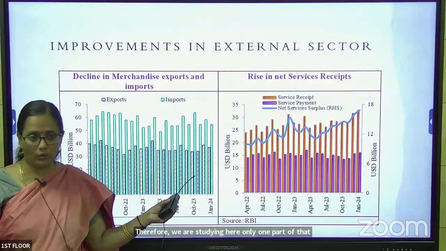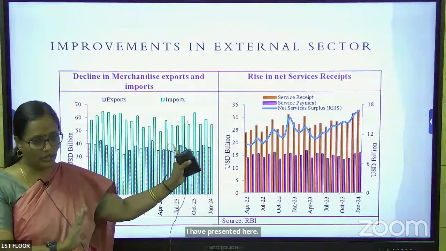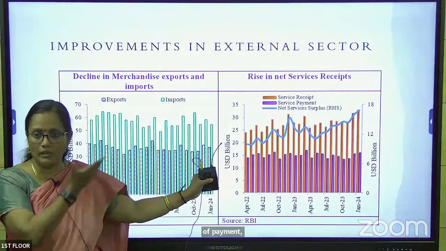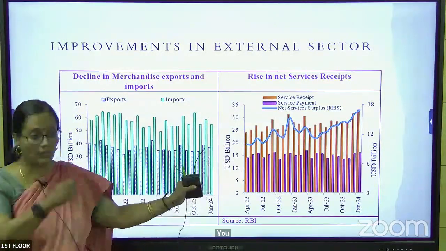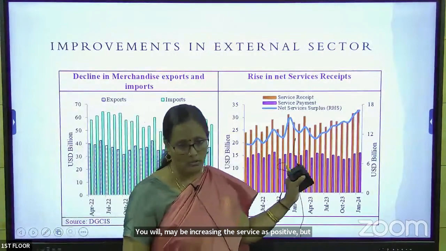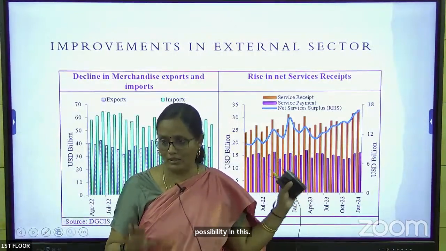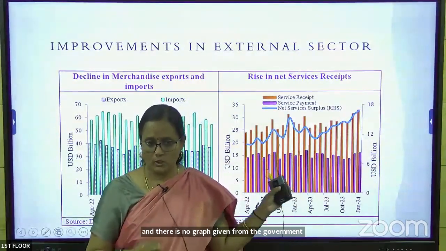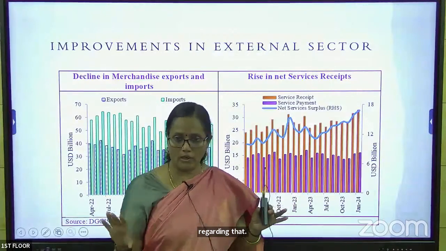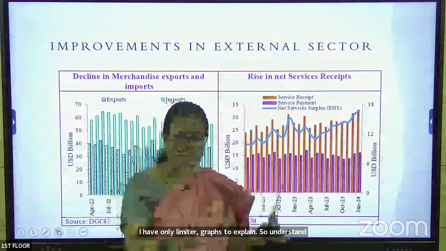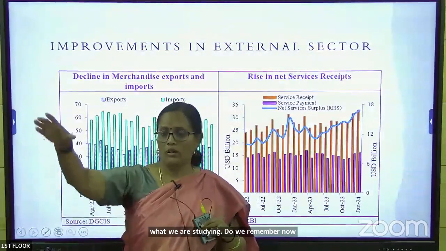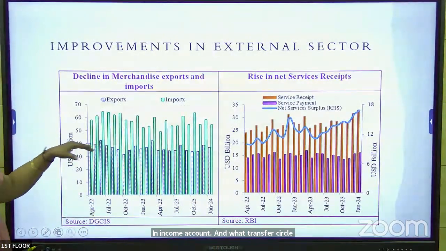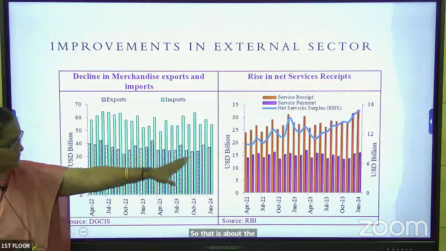Services means under the services account in the balance of payment, only the exports and imports of services are presented. If I add those two variables into this, unilateral transfer may be increasing the services positive, but the investment will definitely pull down the positivity in this. So this is not a total picture what we are sharing here, and there is no graph given from the government regarding that. I have only limited graphs to explain. So understand what we are studying. Do we remember now? Under the services, there is a services account, in income account, and one transfers account. So that is about the goods and the services.